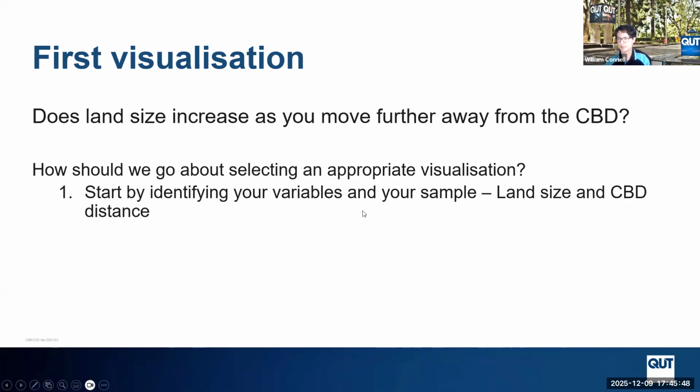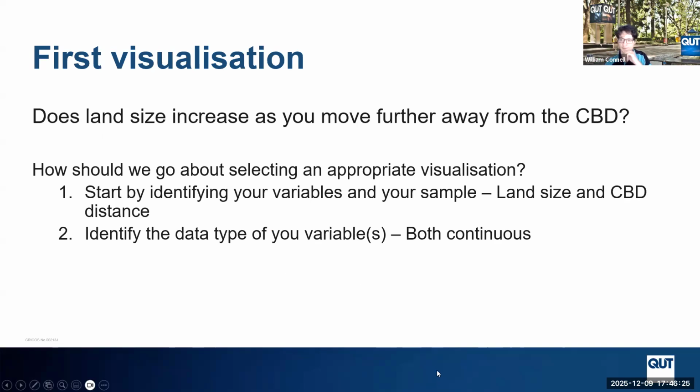Sometimes you'll also see, depending on what you want to show, there might be a specific sample that you want to show as well. Okay, so both of these need to be identified. Maybe the sample here is for one particular suburb, right? Maybe it's for houses with less than 3 bedrooms. We want to ask this question, okay? So identifying the sample as well as the variables is important. So for us, it's land size and CBD distance. Looks like we're looking at the whole data set though.